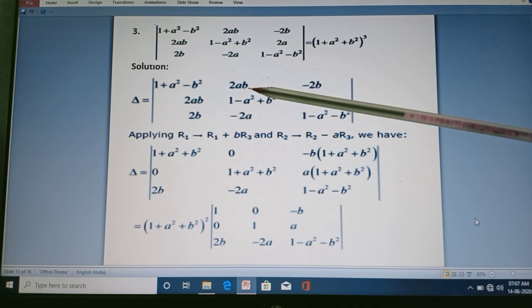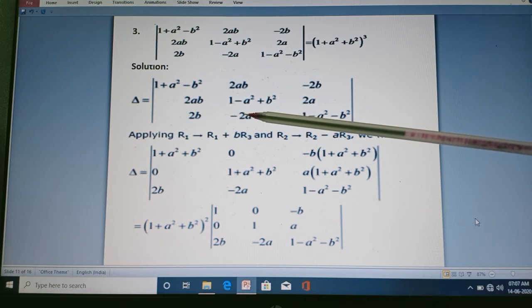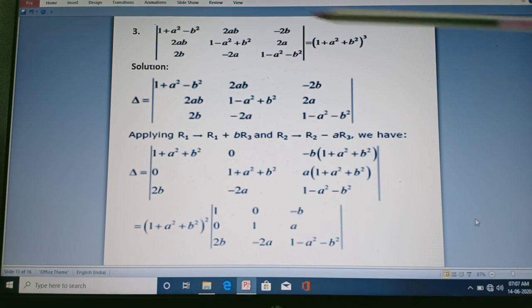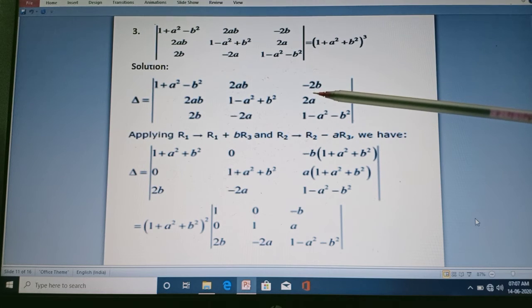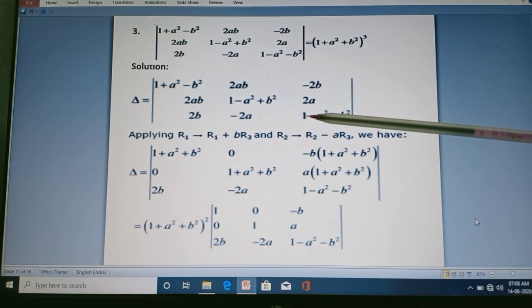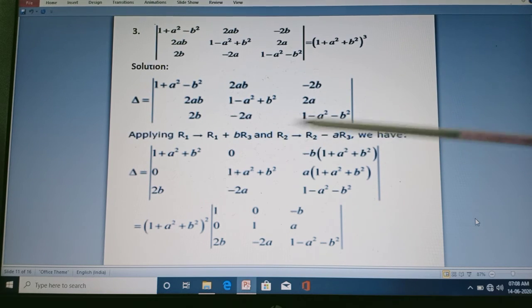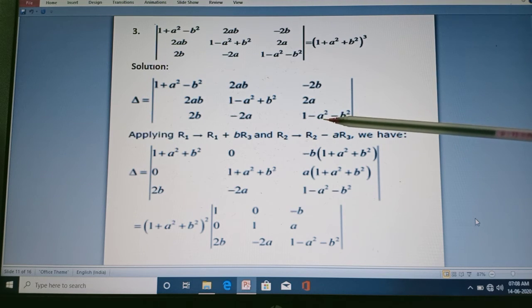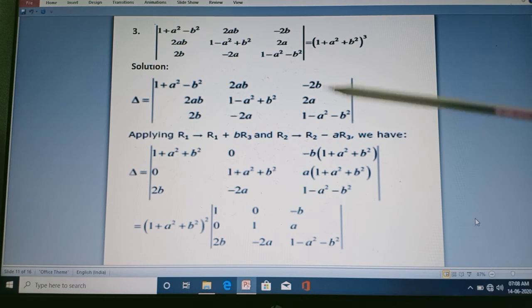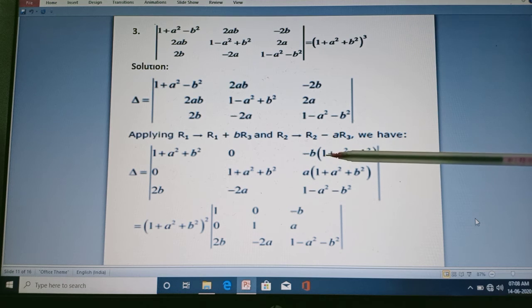So twice ab plus minus twice ab becomes 0. Minus twice b, we are going to multiply this by b. So b minus a square b minus b cube. So you can take b common there. In bracket you can write 1 plus a square plus b square.